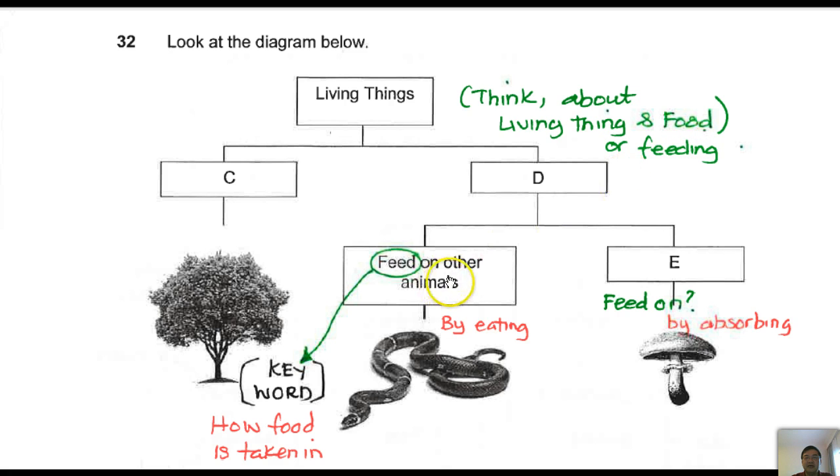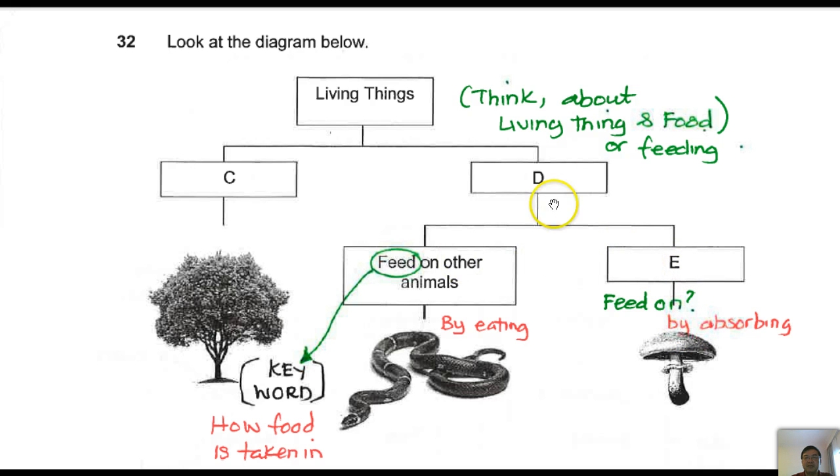So if these feed on other animals, like the snake, by eating, then over here it should be something to do with feeding. So this mushroom over here, they will feed by absorbing, not by eating other animals, but absorbing nutrients from their host, whatever they get from their host. So this is E.